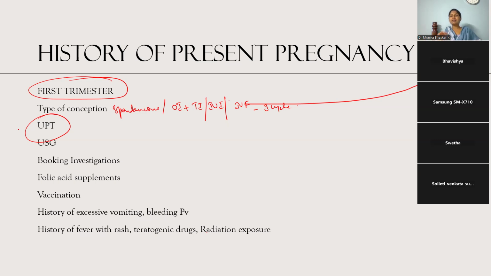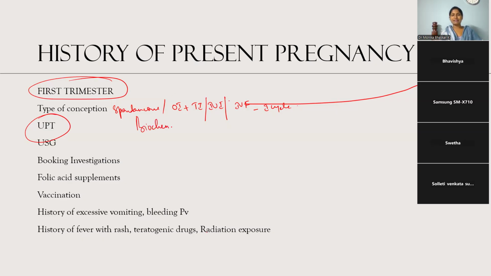So you can either tell UPT was done and it was positive, or you can tell UPT was done and pregnancy was diagnosed. Never use the word confirmed with respect to UPT. So, urine pregnancy test can only diagnose pregnancy, but confirmation is always with the ultrasound parameters. Why? Because there is something called biochemical pregnancy loss.